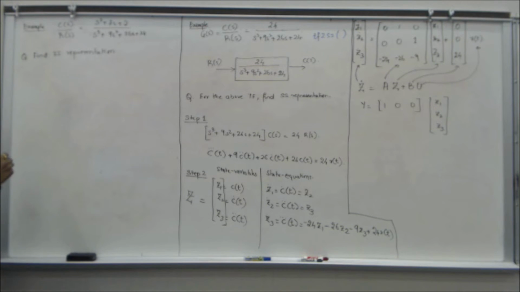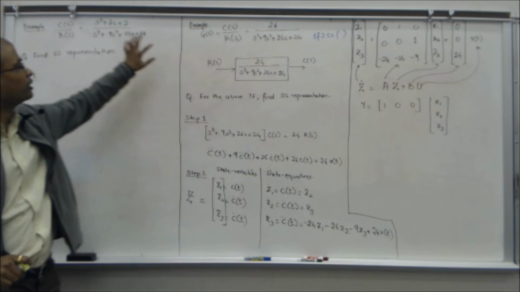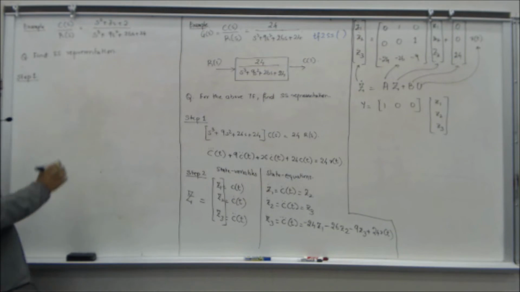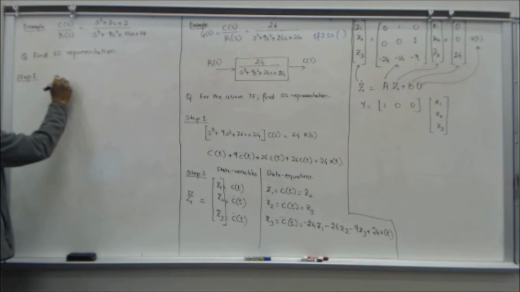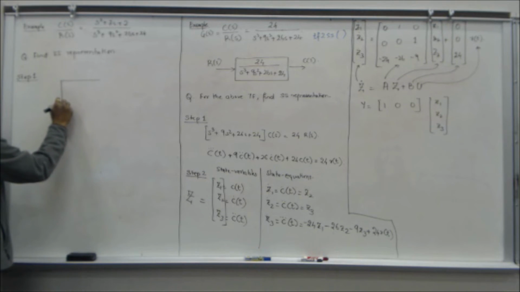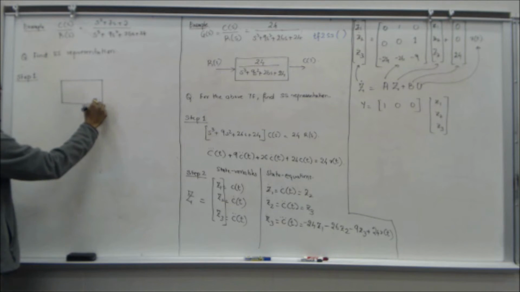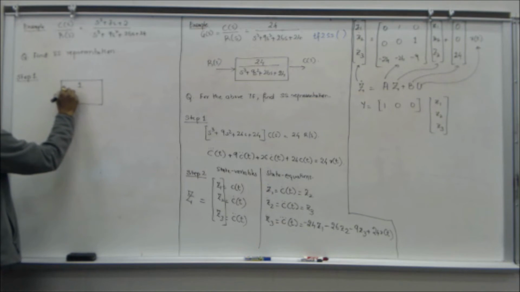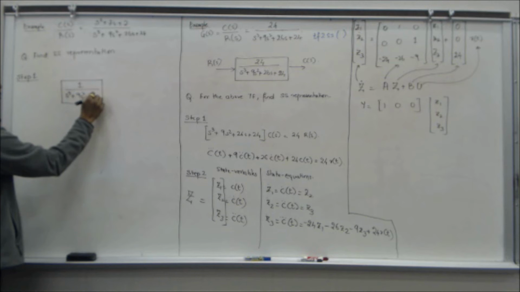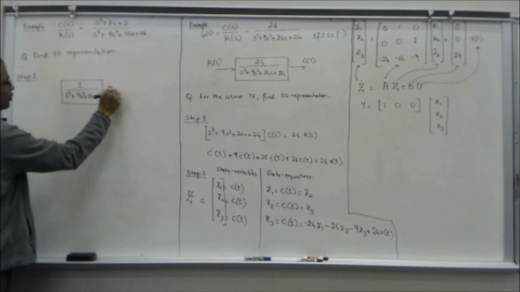It will carry significantly more points. So your step 1: you split this into 2 systems, or 2 cascade systems. This is how you do it. We have 1 over s cube plus 9s square plus 26s plus 24.